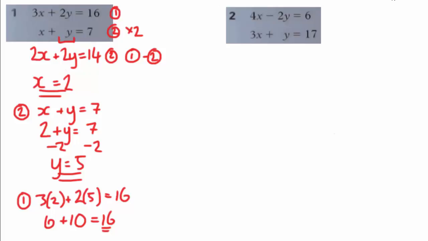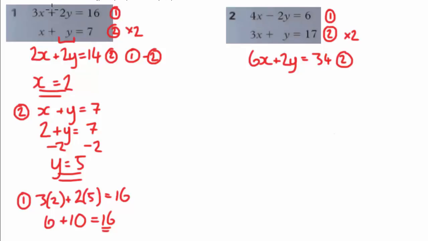So if we go on to the next one, again it's very similar: just number them, and we want these two coefficients to be the same. So how do we do that? Well, it's obvious, just like the previous one, times that by 2. So what we've now got is 6x plus 2y equals 34. Okay, so that's your new equation 2.